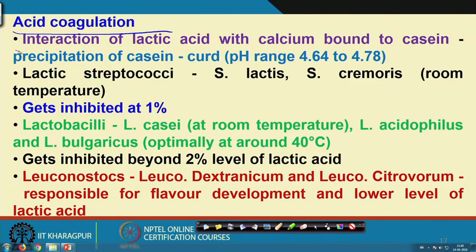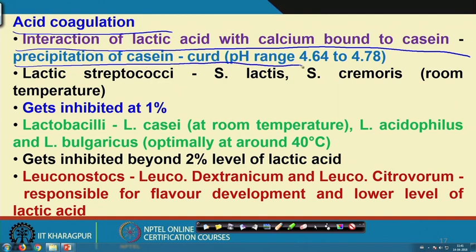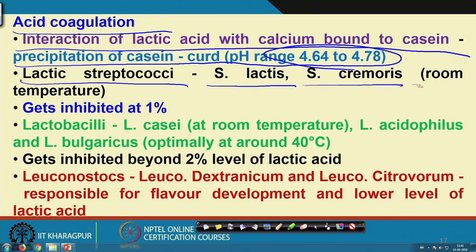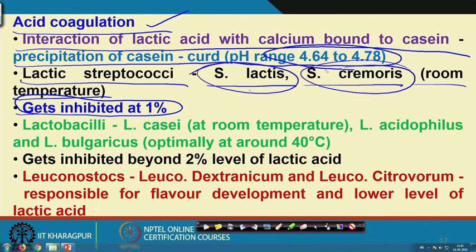So, that is the interaction of lactic acid with calcium bound to casein, precipitation of casein occurs and that is curd, where the pH range is around 4.64 to 4.78. Some lactic streptococci, like Streptococcus lactis and Streptococcus cremoris, act at room temperature and form the acid coagulation. But these organisms get inhibited for further growth or activity at around 1% level of lactic acid.